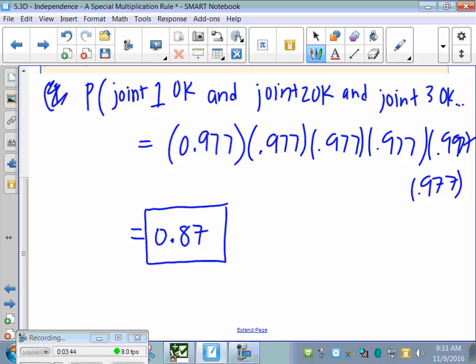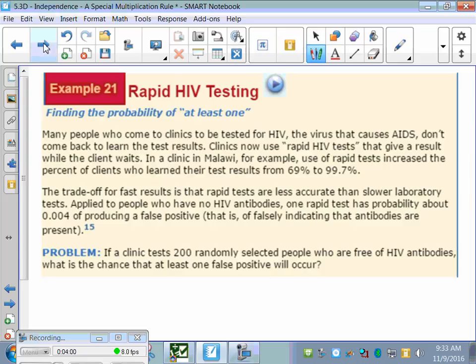So what does that mean? There was actually only an 87% chance that it would succeed because they all had to work. Since then, they have done updates on these, so the chances are a little better. Makes sense. Okay. How about HIV testing?